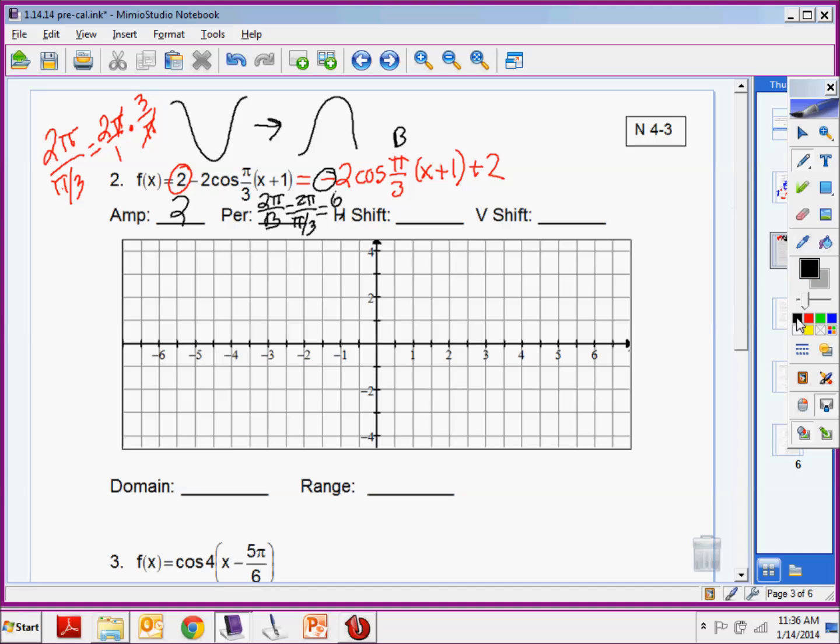My horizontal shift is determined by my h. What is my h? 1. What kind of 1? Positive. So that means it's actually, I'm going to end up subtracting 1. So that means my function is moving to the left 1. What is my vertical shift? It's going to be 2. It's going to be up 2.